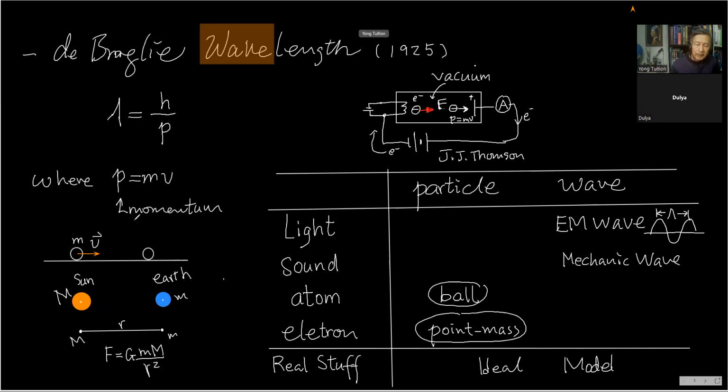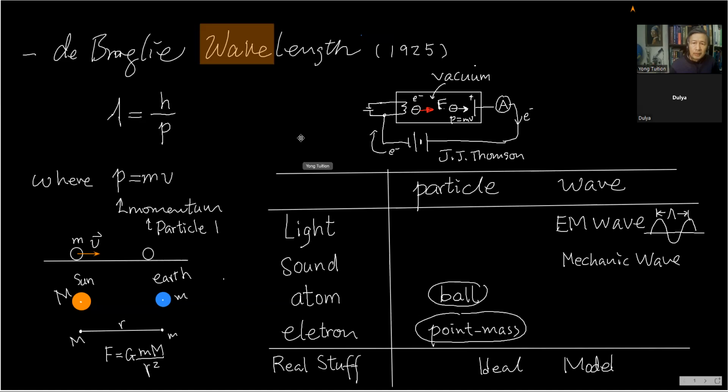But this makes it clear: the momentum is a particle property. Can you see? It's particle-like. A particle is built from real, basic particles. It's a basic property, right? It's a particle property. Well, the wavelength is a wave property. Can you see?